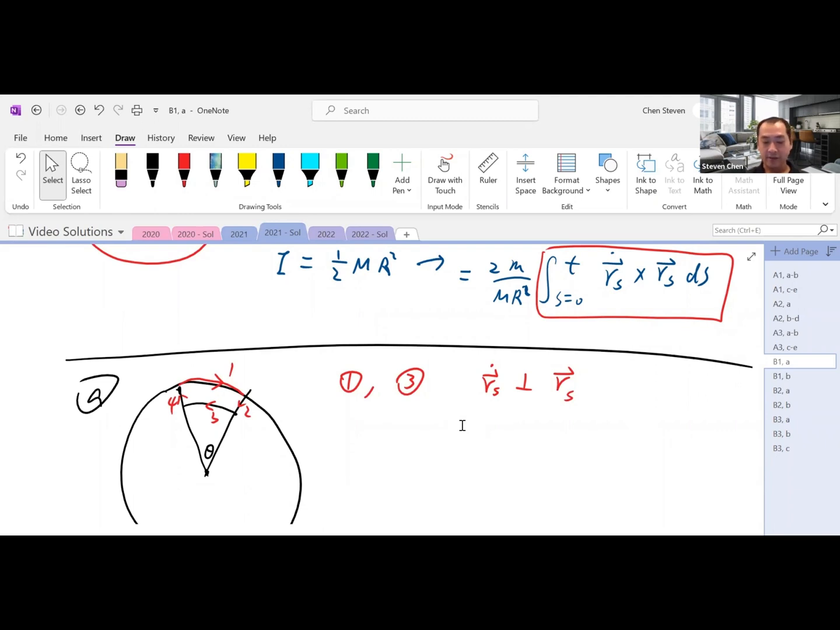So let's first look at 1, okay? So for rs, right? We know for these 2 parts, they're always in the radial direction. So for path 1, rs is equal to R e_r. So for path 3, rs is equal to R minus H, where this small part is H, right? Times e_r. And on path 1, what about the velocity?